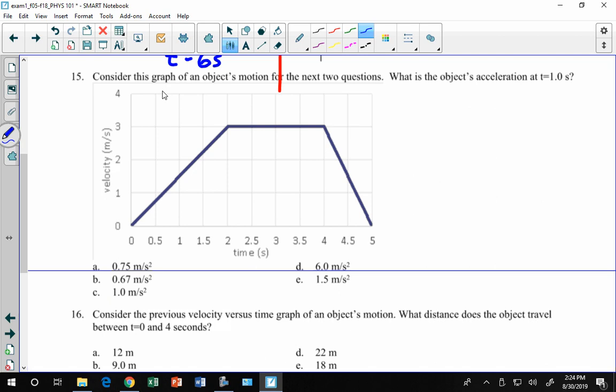So I think I actually asked both of those here. Yeah, I do. So if I want to know the acceleration at t equal 1 second, starting right here, I draw a tangent line, but it's really easy because it's a straight line. It's just the slope of that line. And then I find my slope. It's rise, that's 3, run, that's 4, 0.75.